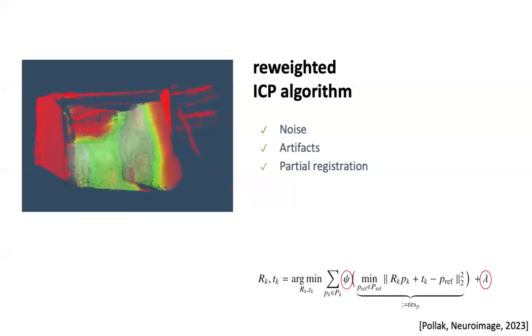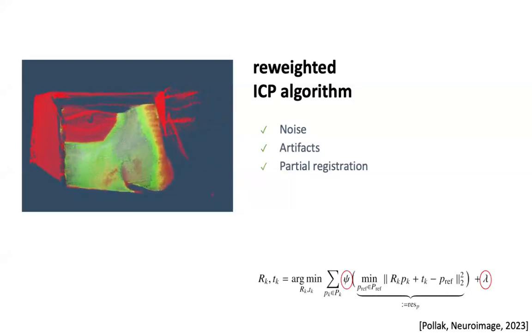And for this, we proposed the reweighted ICP algorithm, which was previously introduced by Bergström et al. It's the traditional iterative closest point method, but with an additional reweighting. So this is this term here, where you can see the points shown in red are assigned weights close to 0, which are then not considered for the registration, while the points in green are considered for the registration.